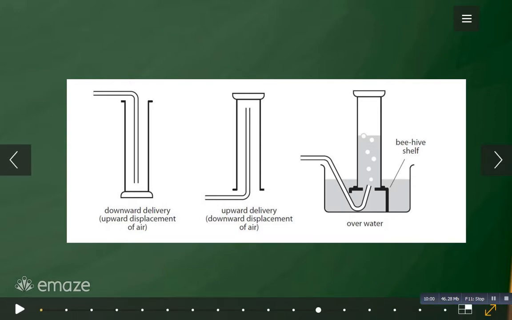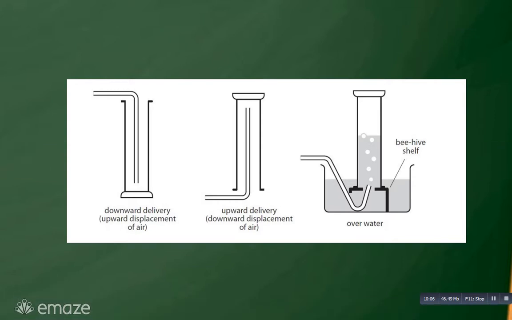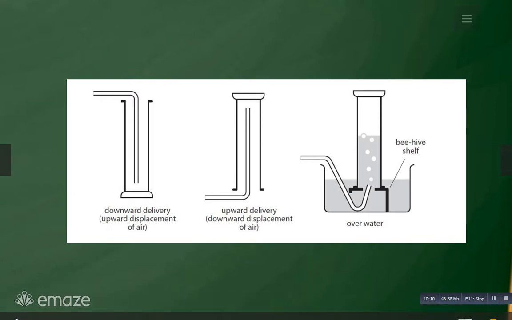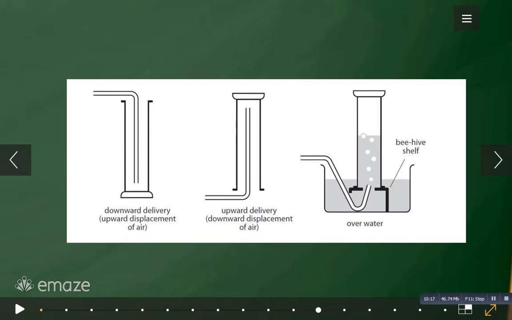Now this method is used if the gas is insoluble in water. The gas runs from here and enters at the bottom of the tube, and because the gas is insoluble in water, it collects at the top of this jar. Now moving on to the next slide.